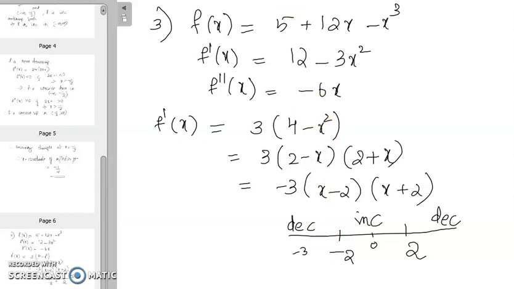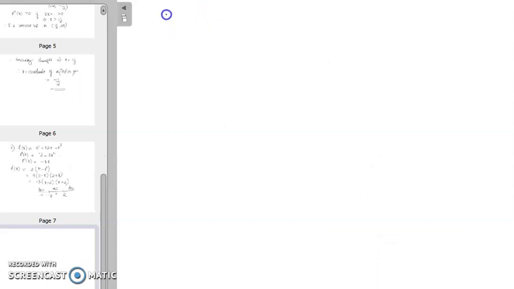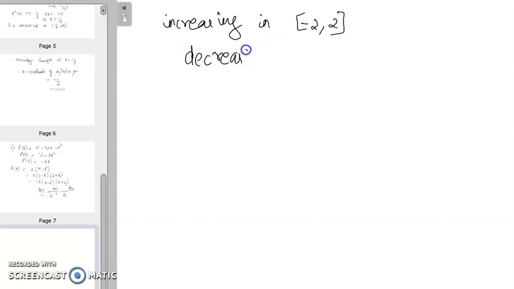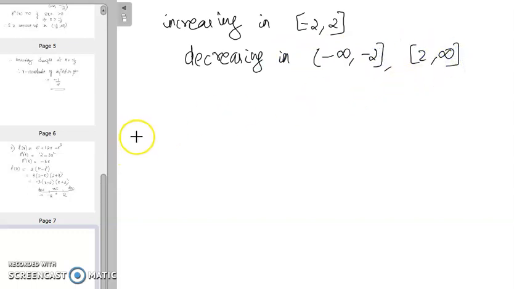So it is increasing in minus 2 to 2, and it is decreasing in minus infinity to minus 2 and 2 to infinity. So that is the intervals of increasing and decreasing.